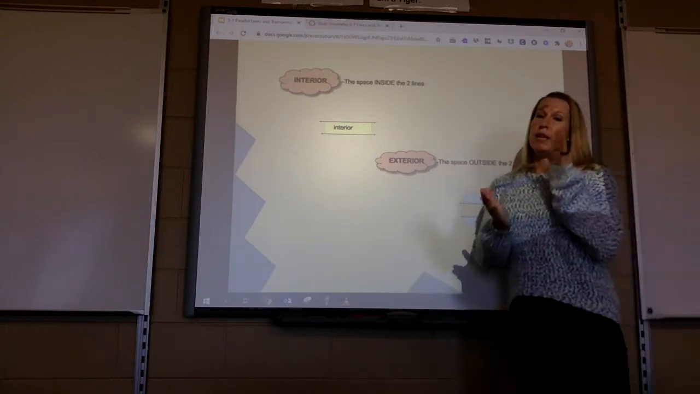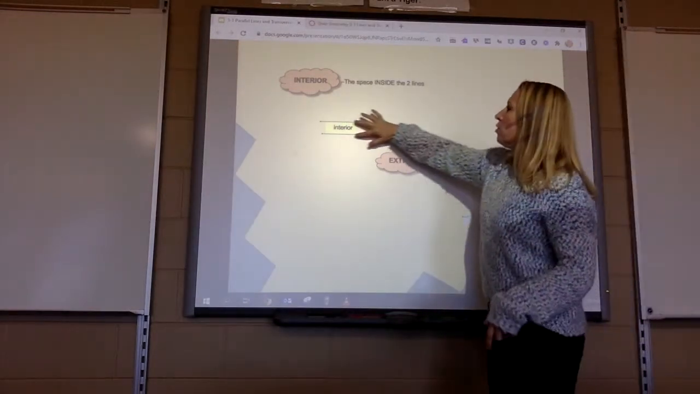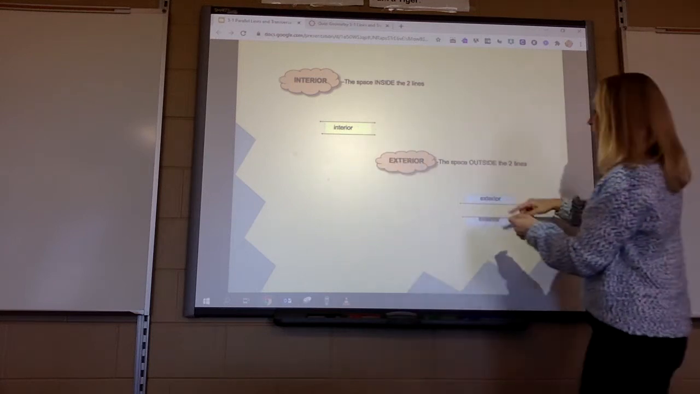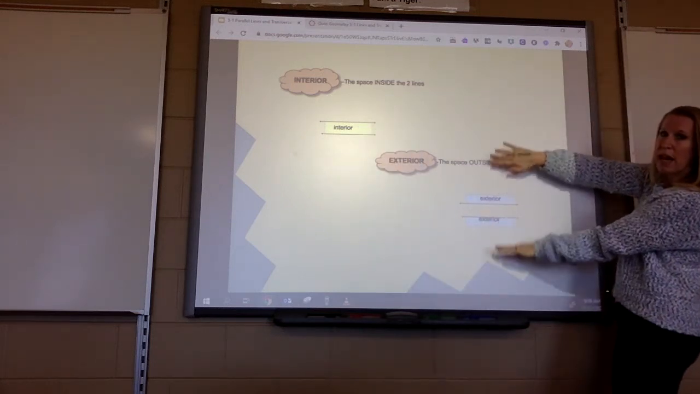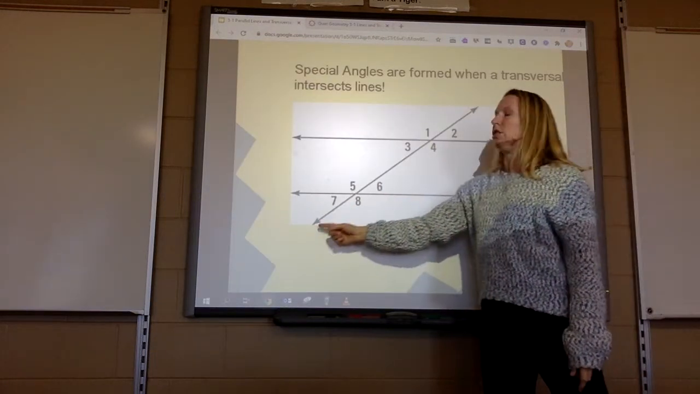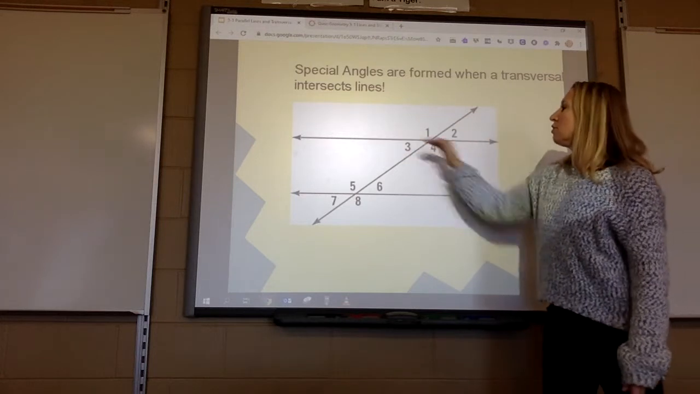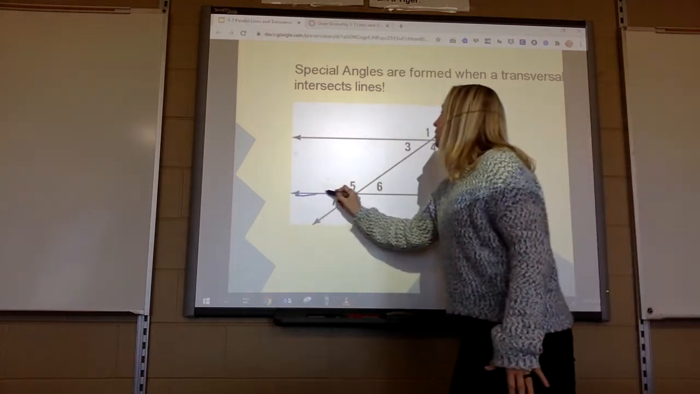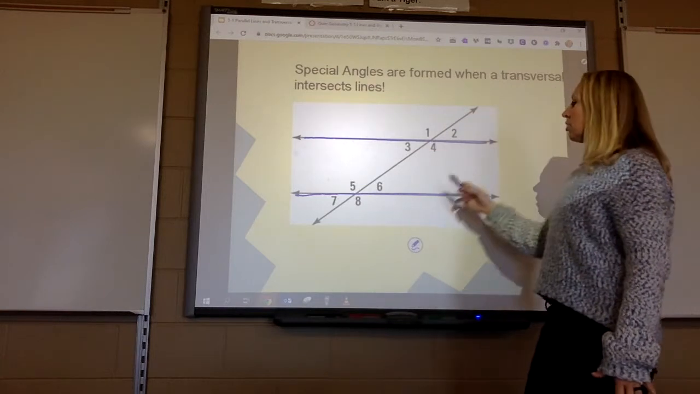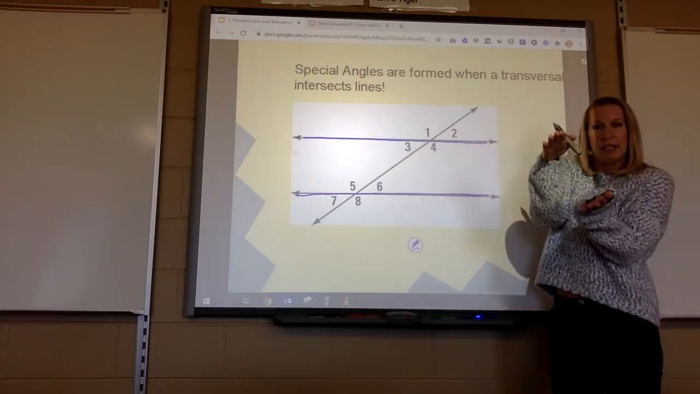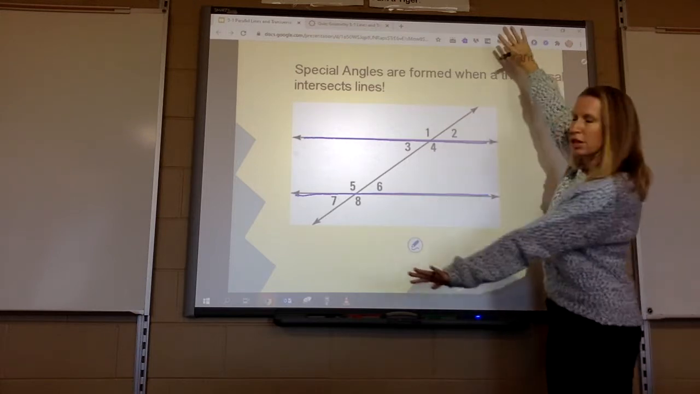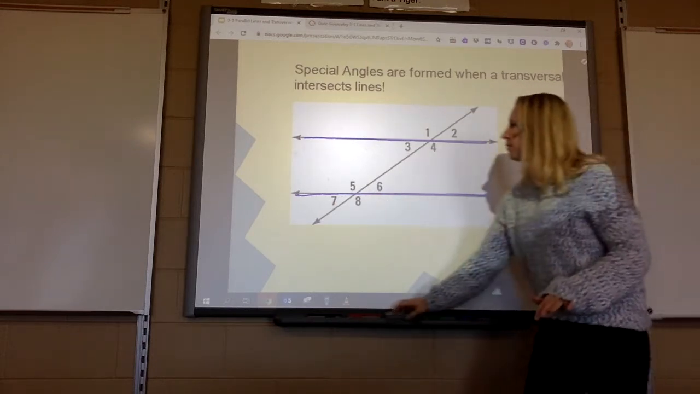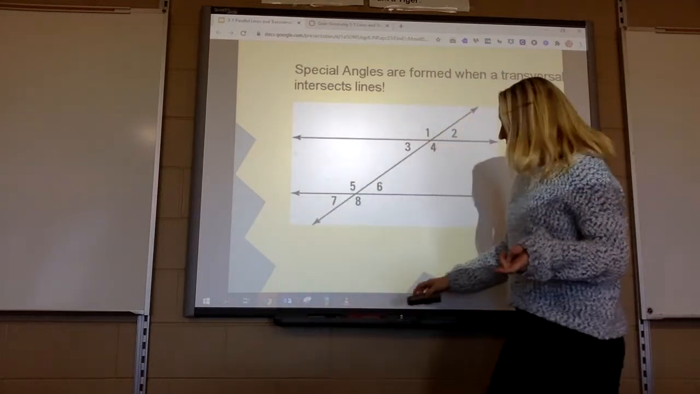So we need to know the difference between interior angles and exterior angles. So if you have two lines, do you see how in between those two lines, those would be interior? And outside those two lines, those would be exterior. So that transversal makes those two lines form all kinds of angles. So my interior angles would be in between these two lines. So do you see angles 3, 4, 5, and 6? Those are interior, in between. My exterior angles would be on the outside: 1 and 2 and 7 and 8. Those are exterior angles.